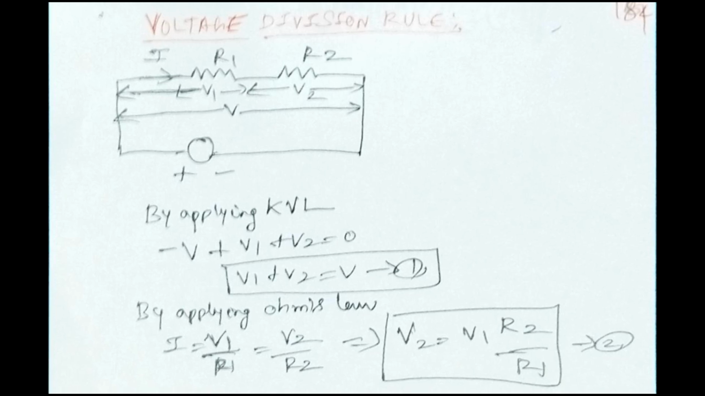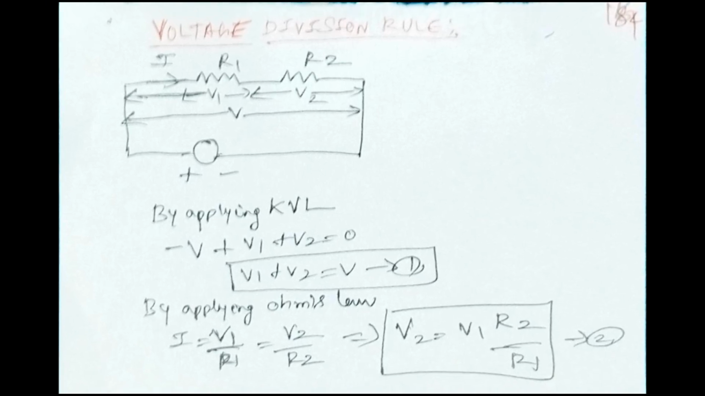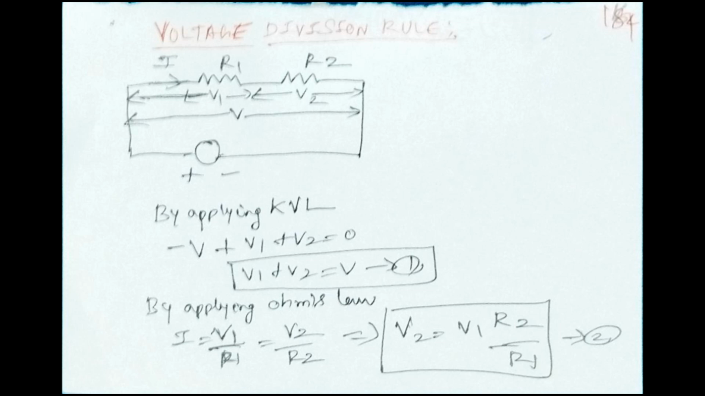Circuit theory, voltage division rule, that is important for circuit calculation. Shown in the circuit, the circuit consists of R1 and R2 resistances. Across R1, voltage V1; across R2, voltage V2. Total voltage is V. The circuit source is given V, minus to plus.